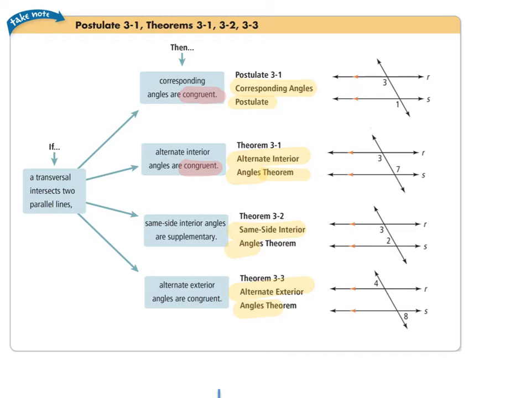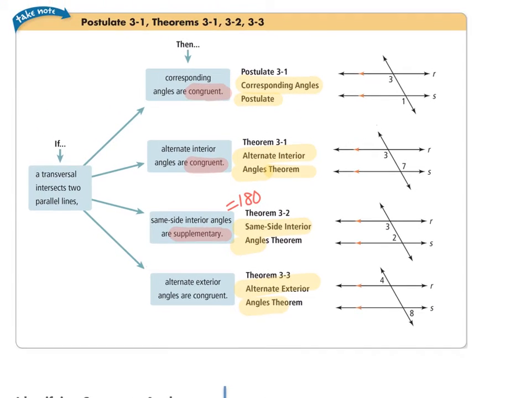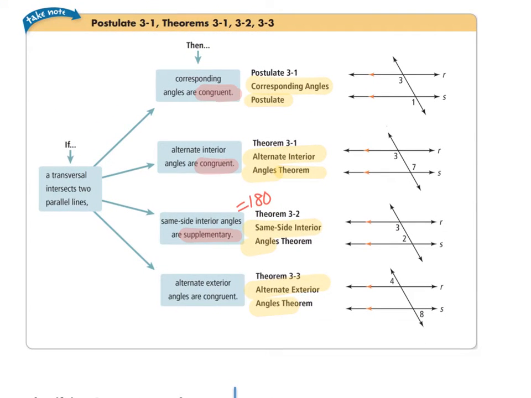Okay, the next one, same side interior angles are supplementary. So this one is the different one. That means they equal 180, so it'll be two angles that equal 180. And then the last one is the alternate exterior, so opposite outside. They are also congruent, and the reason is because of the theorem.